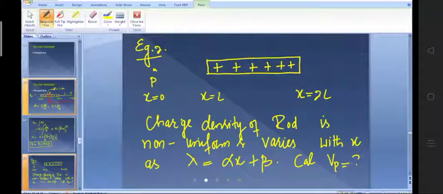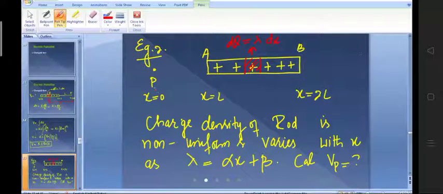The distance from here to here is L. From P to A it is L, and from P to B it is equal to 3L, so L plus this 2L. Fine. Now again, I will assume that the rod is made of infinitely many vanishingly small elements. So here is one such element. Its charge is equal to dq, and this dq will in turn be equal to lambda multiplied by dx.